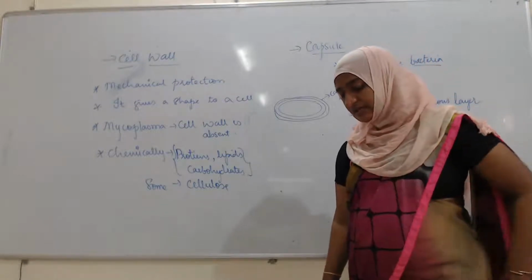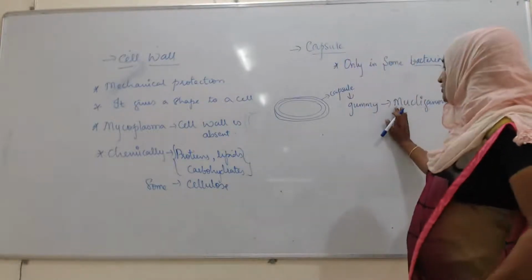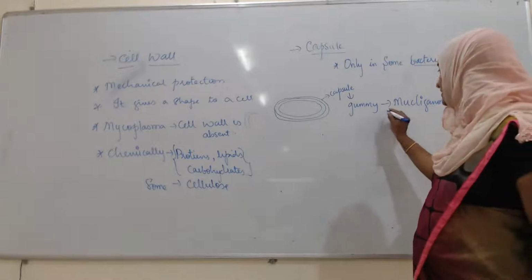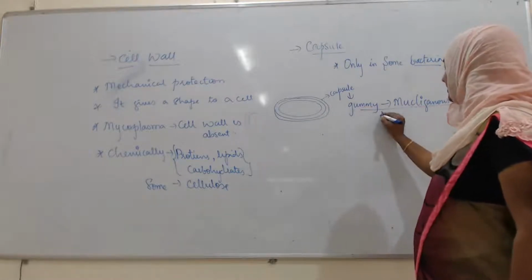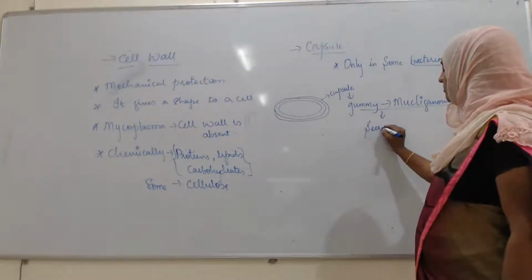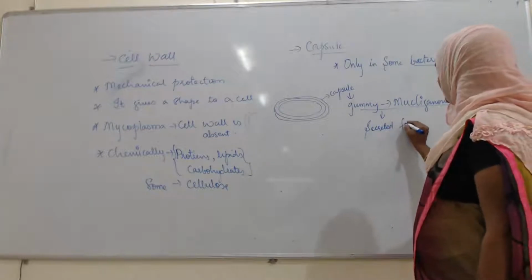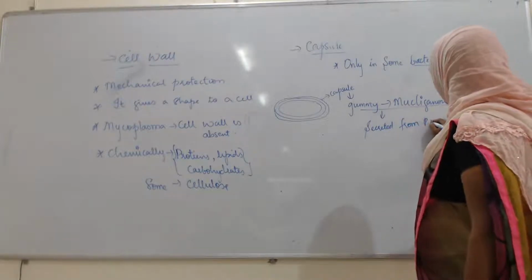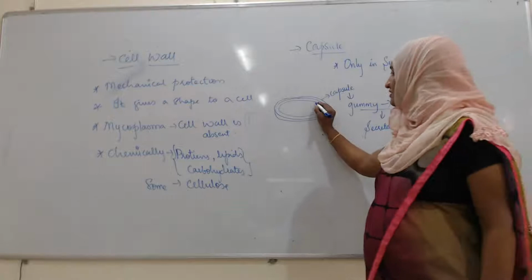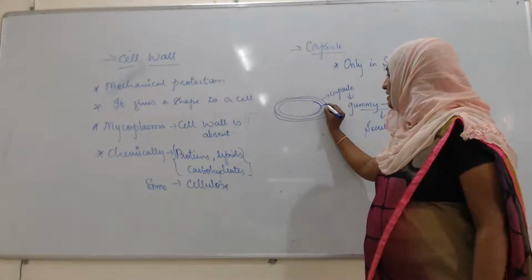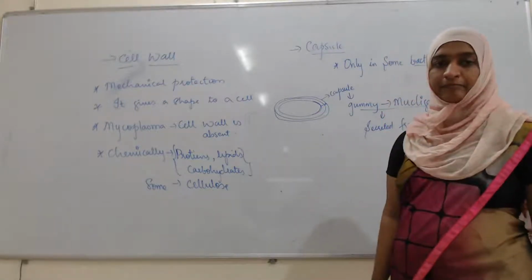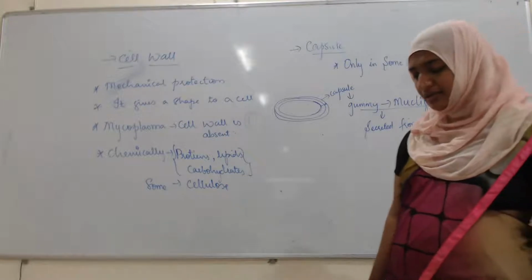Okay, then it is secreted. From where is this mucilaginous layer secreted? This layer is secreted from the plasma membrane. From this layer the capsule is going to be secreted. What is that? That is the capsule.